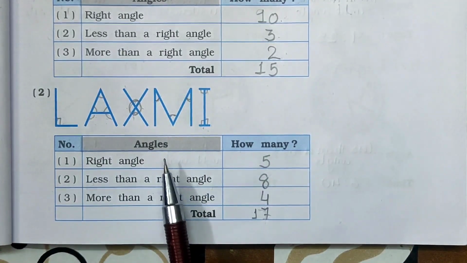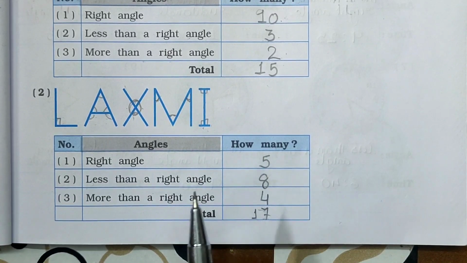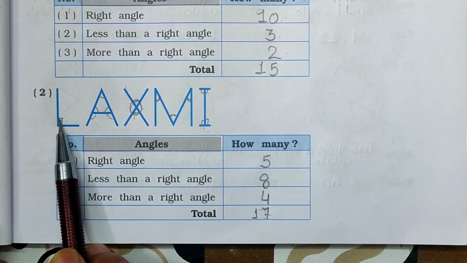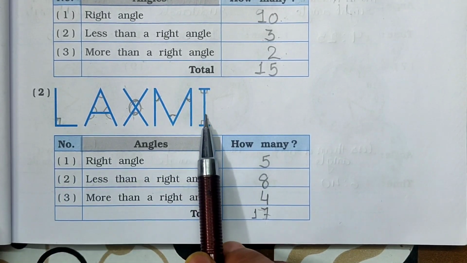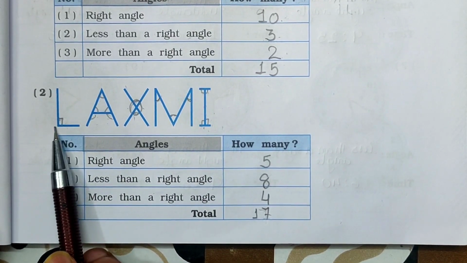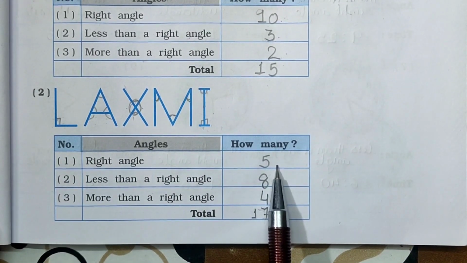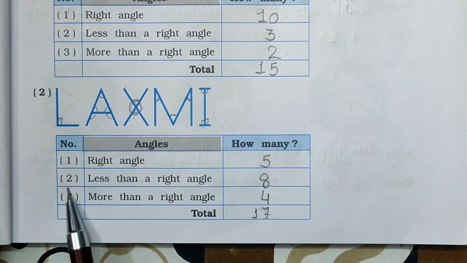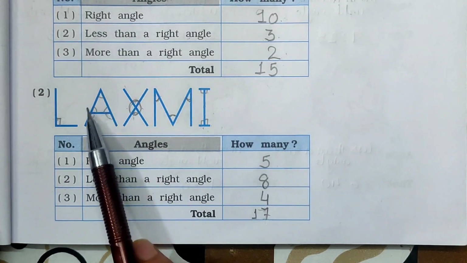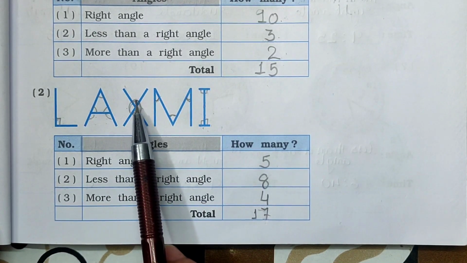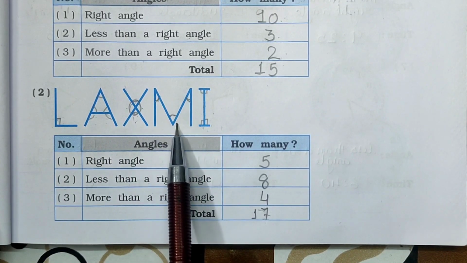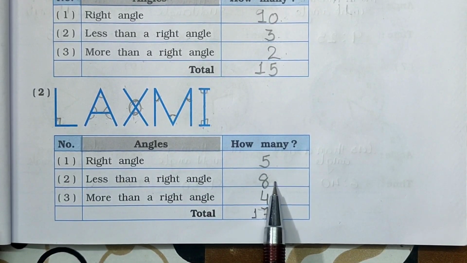Now see numbers, angles, and how many you have to write down. Right angles how many? So here in the L, 1 right angle, and in the A and I, 4 right angles are there. So 4 plus 1 is 5. So write down here 5. Now the second one, less than a right angle. How many? 1, 2 and 3. 3, 4. 1, 2 and 3. 4, 5, 6, 7 and 8. So write down here 8.